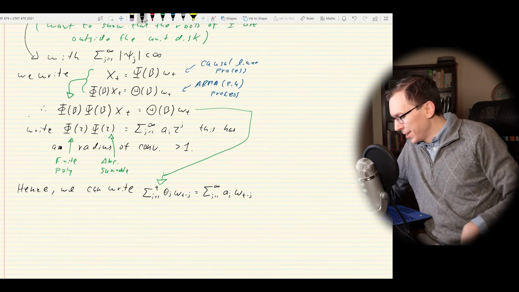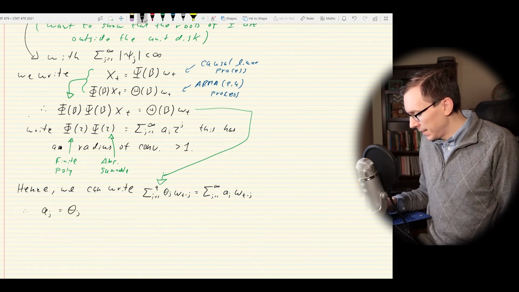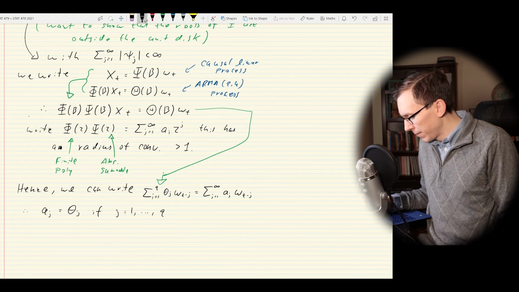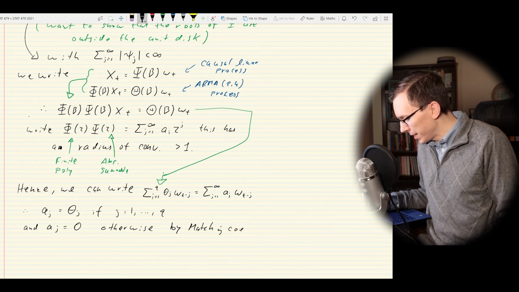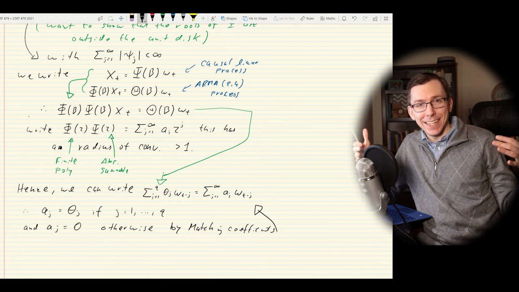So what does that mean? Well, the short answer is, therefore, aj is equal to theta j if j is equal to 1 to q, and aj has to equal 0 otherwise, by matching coefficients in that thing. Okay, so that kind of makes sense intuitively, right?